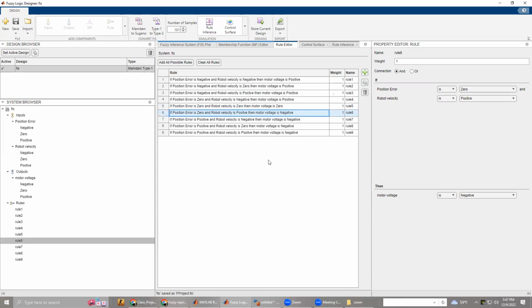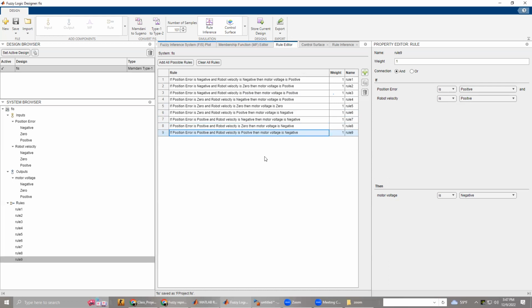Rule 6 says if the robot is where it should be, but is moving closer, then it should back up. Rule 7 says if the robot is too close and is moving farther away, then it should continue moving farther away. Rule 8 says if the robot is too close and it is doing nothing, it should move farther away. Rule 9 says if the robot is too close and is moving closer, then it should back up.